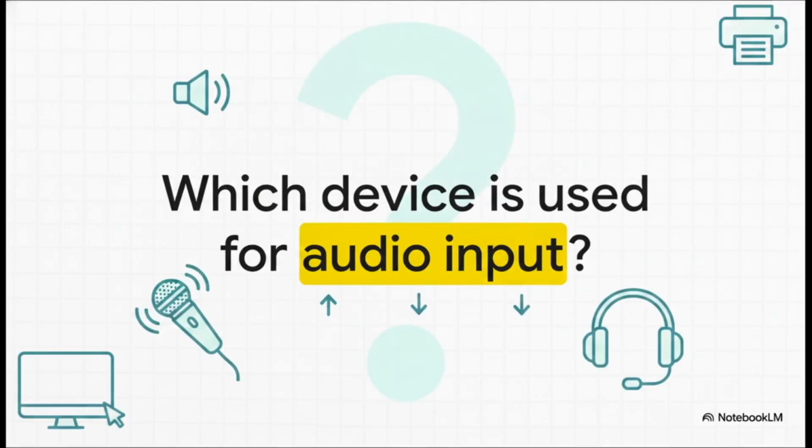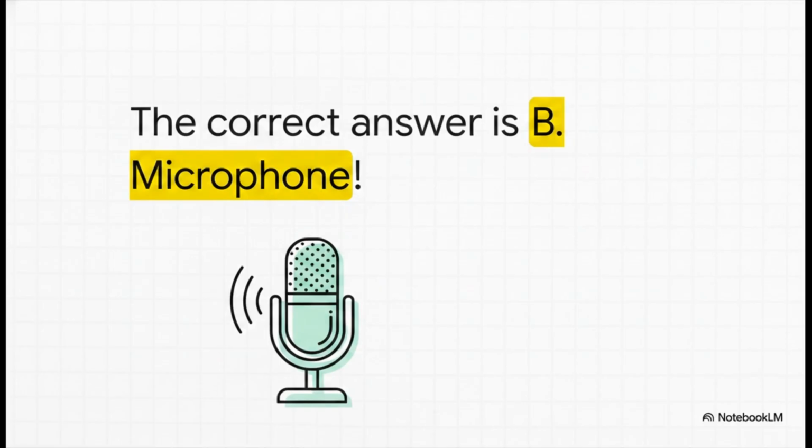Here is question 4. Which device is used for audio input? A. Speaker, B. Microphone, C. Printer, or D. Monitor? Focus really closely on the word input here. The correct answer is B. Microphone. Remember, a speaker is an output device because the sound is being pushed out of the computer toward you.